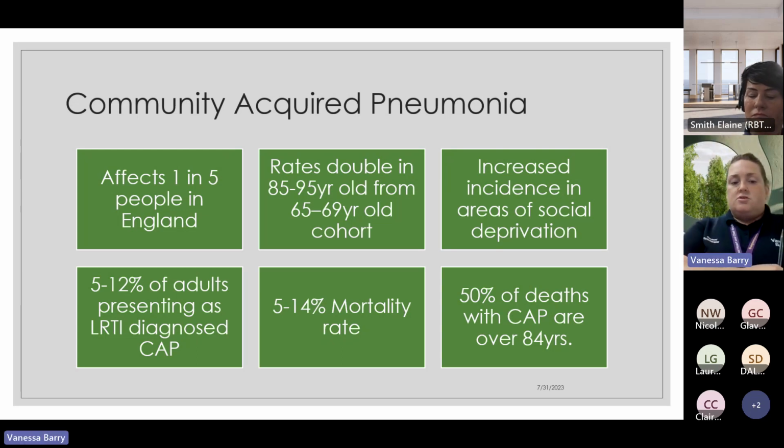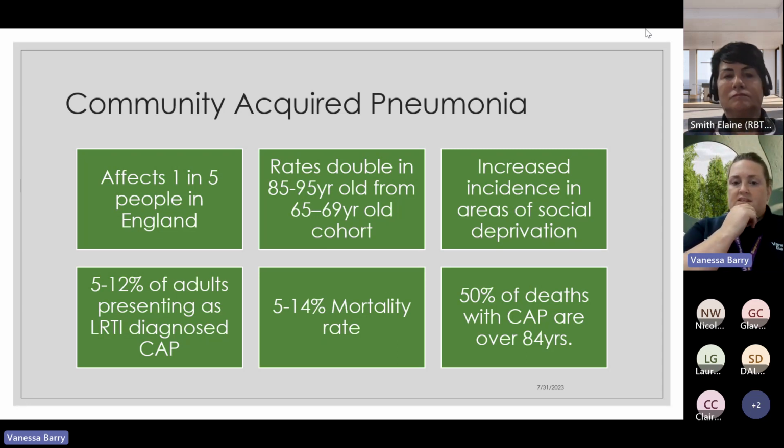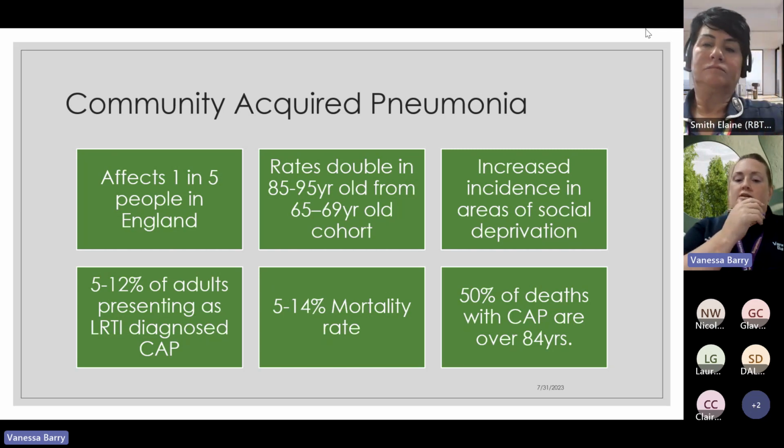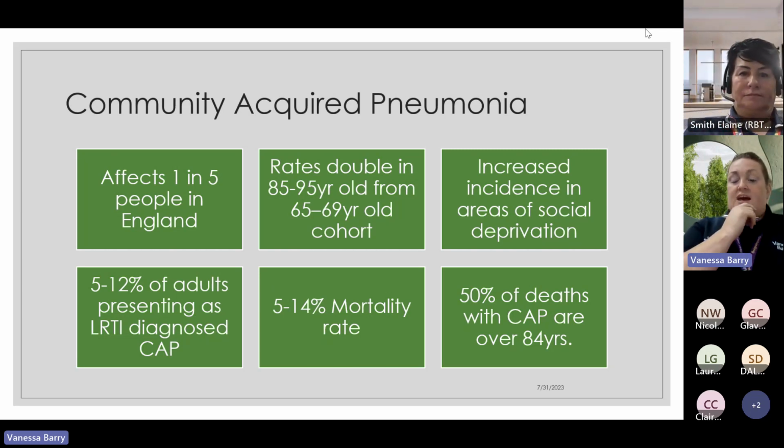5 to 12% of adults presenting with a lower respiratory tract infection in primary care end up with a CAP diagnosis. There are slightly different mortality rates. Some go even up to 25%, but that's in specific cohorts. You're looking at around 10%, ideally. 50% of those deaths, though, are in the older age group. As we saw before, the rates get worse in over 85-year-olds, and they're even more at risk of death through CAP.